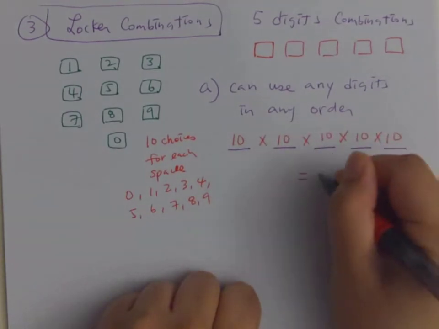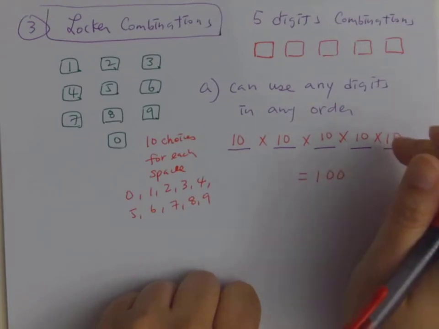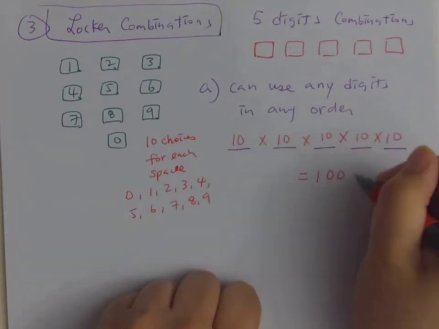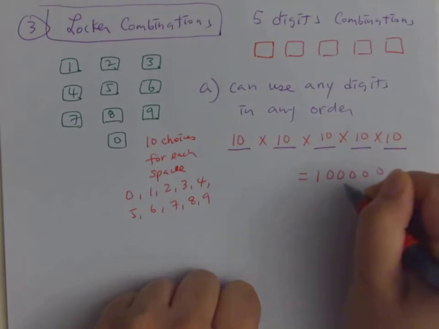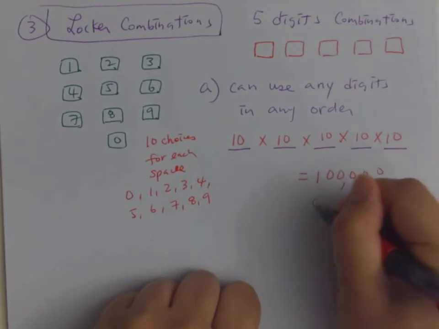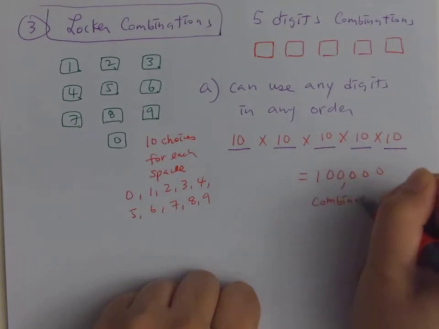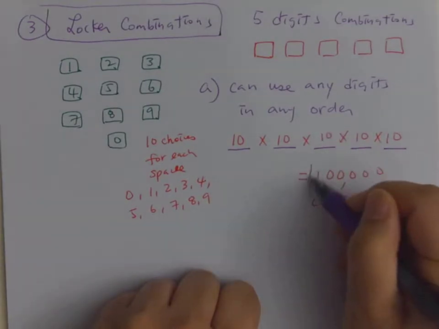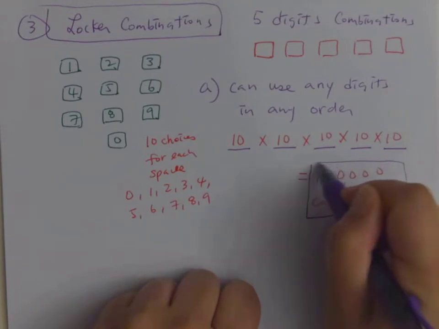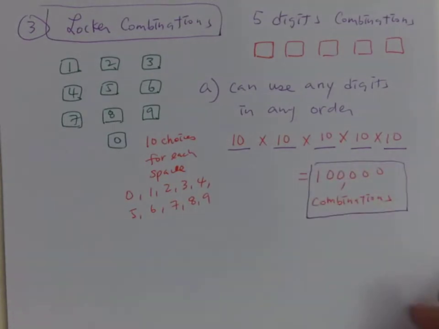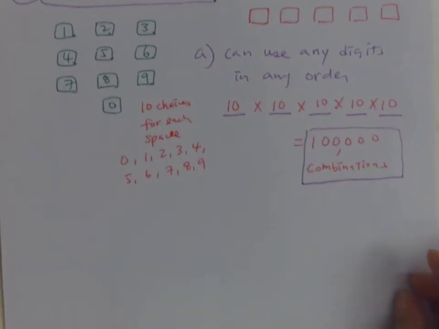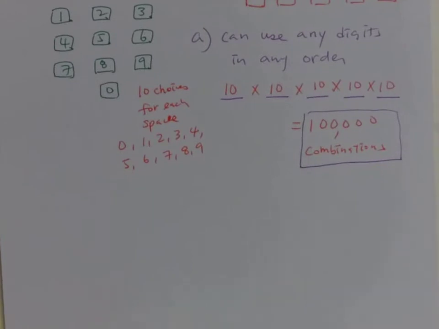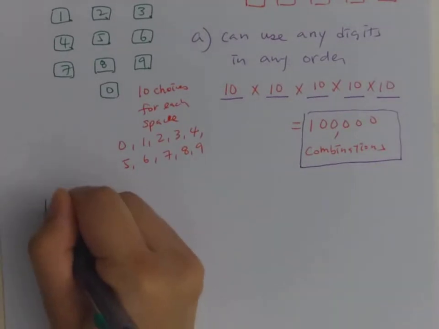So the answer would be, how many 0s? 1, 2, 3, 4, 5. So this many combinations. So this is 100,000 combinations, right? If I have 5 spaces to fill with numbers, and I can use any number in any order, so 100,000 combinations. So that's A. How about B?